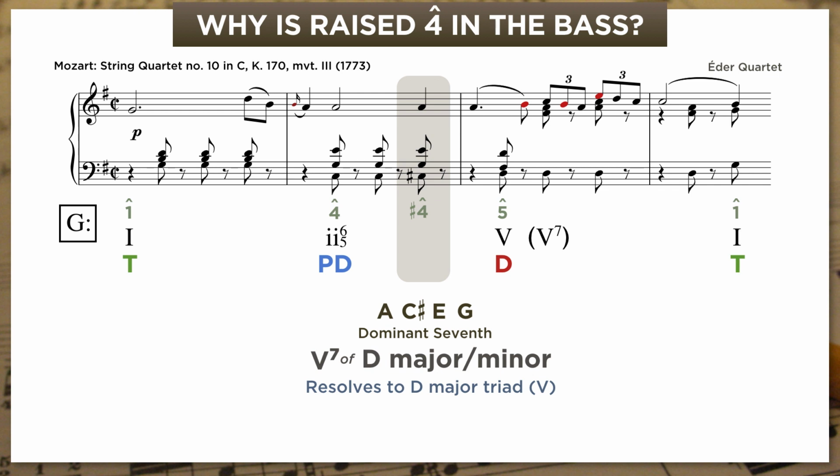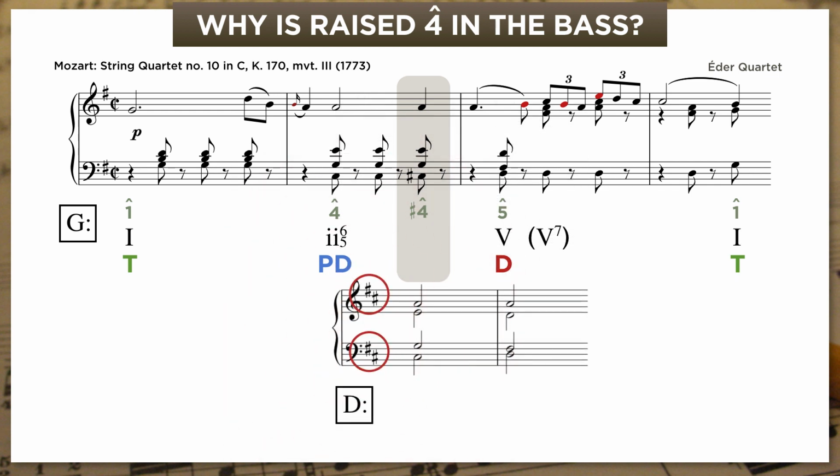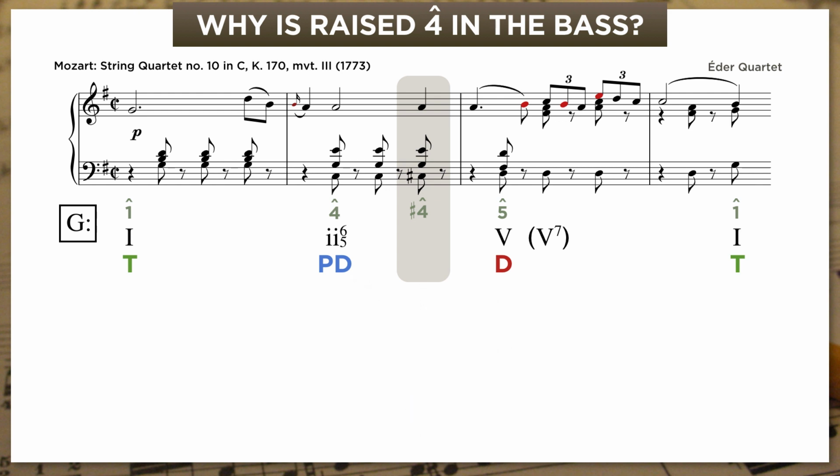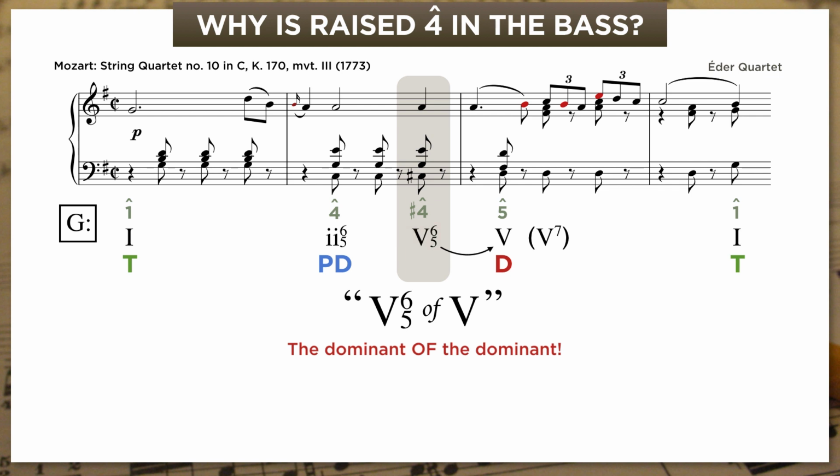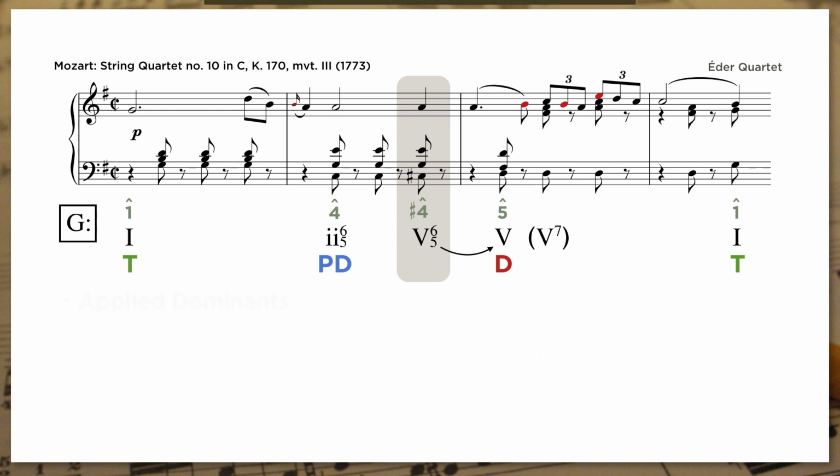Now, if we were in the key of D major, these two chords would just be V6/5 resolving to I. But we're not in D, we're in G major. So D is the dominant, and that makes the chord with C sharp in the bass the dominant of the dominant. More specifically, we can call this chord V6/5 of V, and we label it like this, with a little rightward-facing arrow.